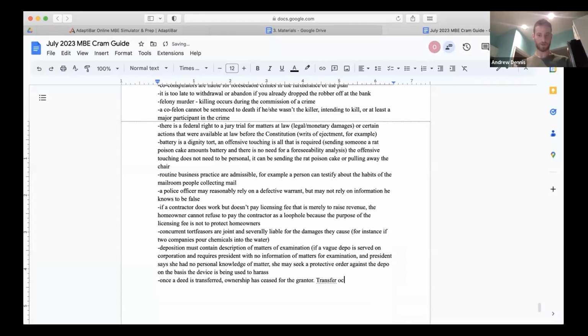Transfer occurs when there is intent for the deed to leave their control with no exceptions, right? One thing they love to test is like, I give someone the deed, but I tell them if I want it back, give it back to me, right? That hasn't left their control.